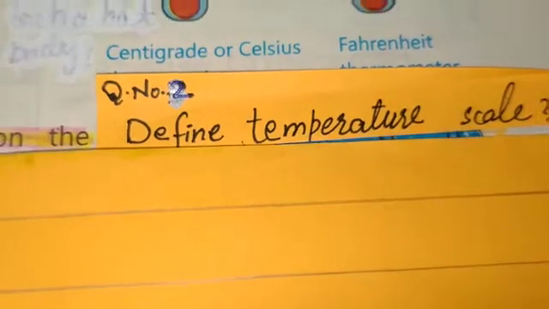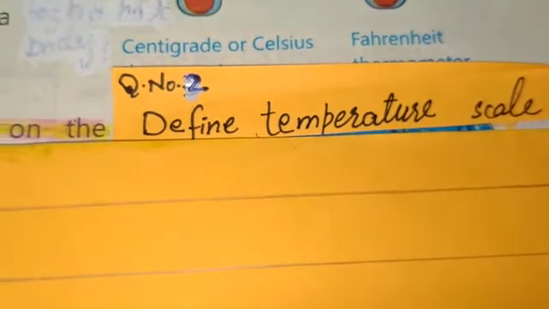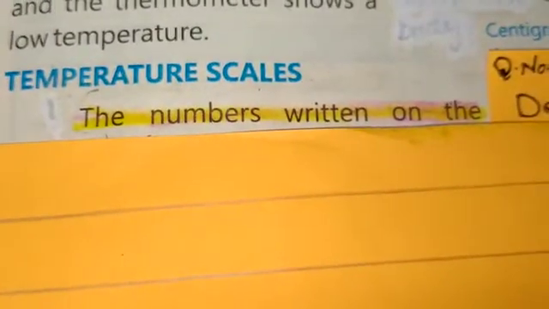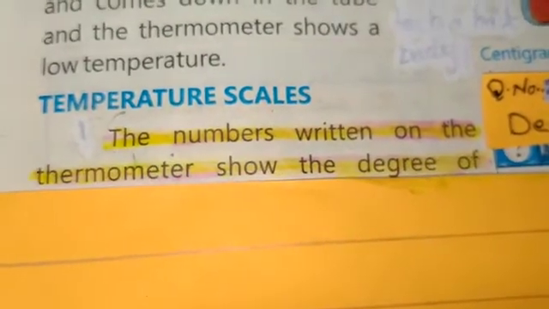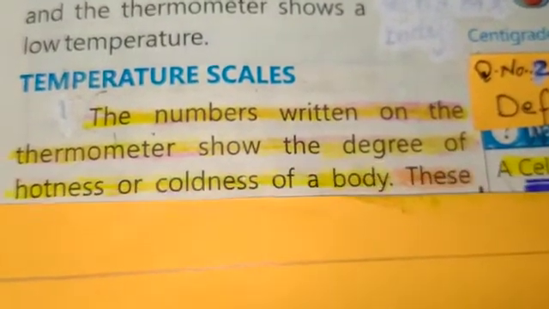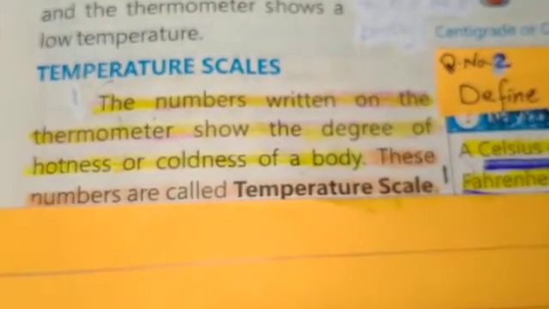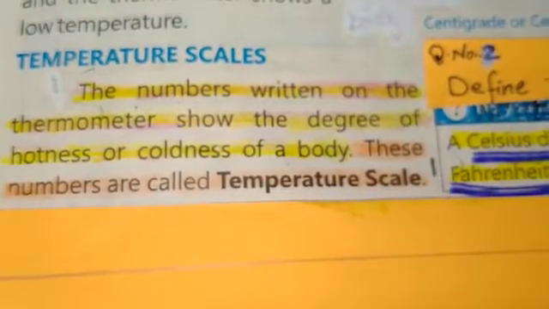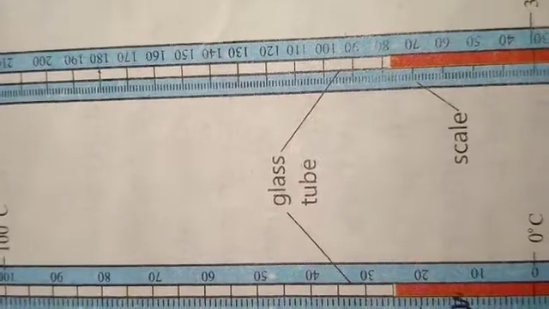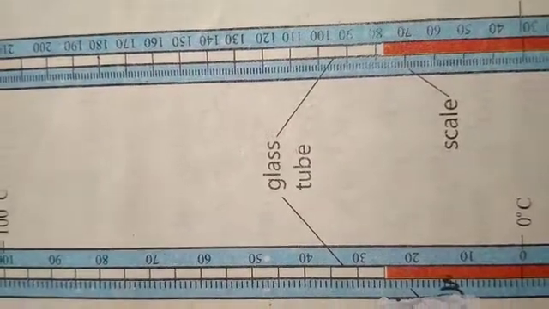Now we will learn how many temperature scales there are to measure temperatures. First we will write an additional question: define temperature scale. The numbers written on thermometer show the degree of hotness or coldness of a body. These numbers are called temperature scale. As you can see, the numbers are written on these glass tubes.